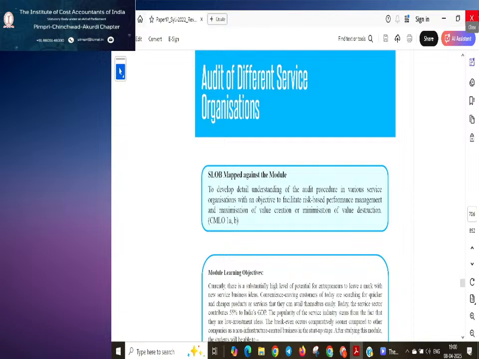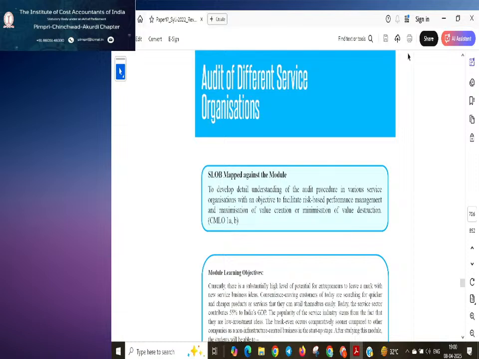So I thought without any waste of time, we will move on to audit of different service organizations. Okay. So that is what we are going to do. Audit of different service organizations. Okay. So this is very interesting, and you get a lot of questions over here.